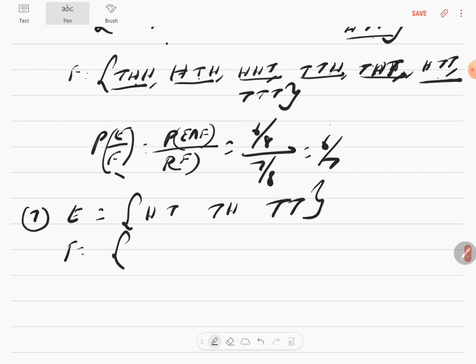F is equal to one coin shows head. Exactly one coin shows head. That's what I am understanding. Exactly one, just HT and TH. One coin shows head, HT and TH, see?